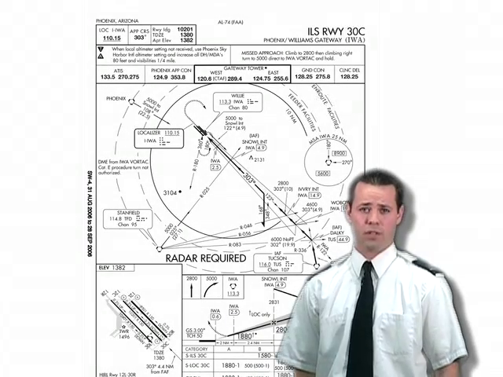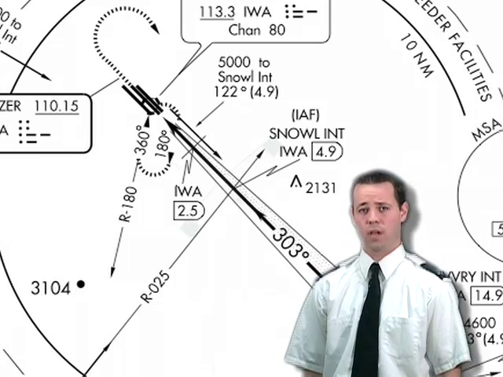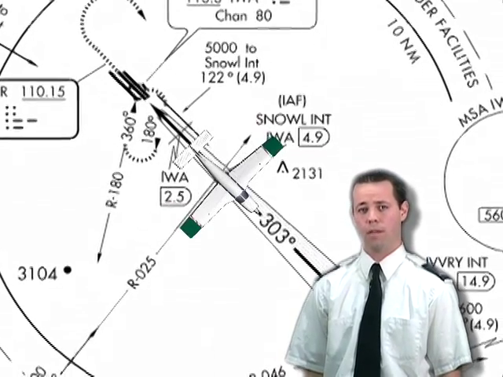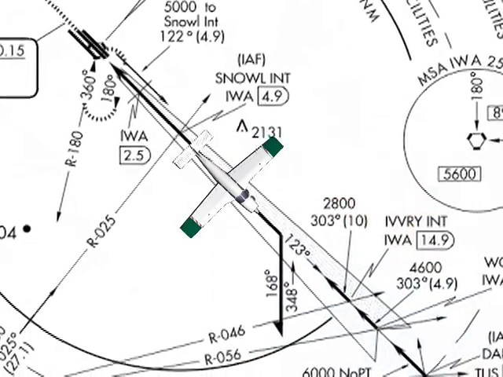Another option for the initial segment of this approach will begin at the Snow radar fix. The procedure for using this option is proceed outbound from Snow on the front course of the localizer, keeping in mind at this point that we will be receiving reverse sensing.